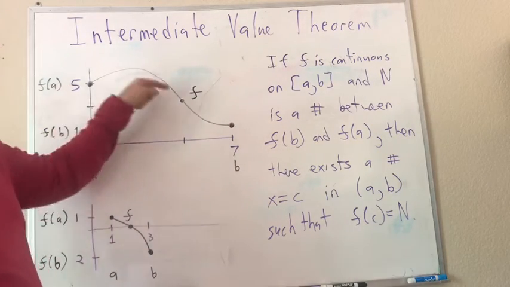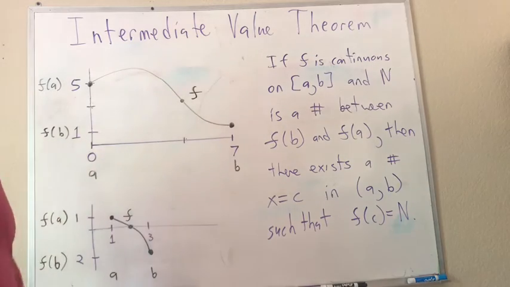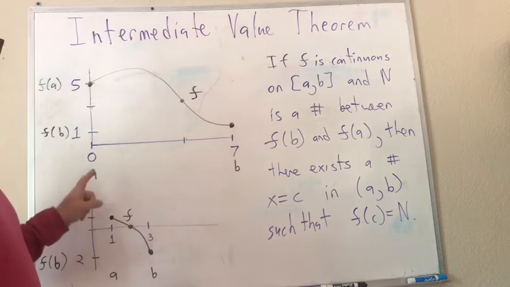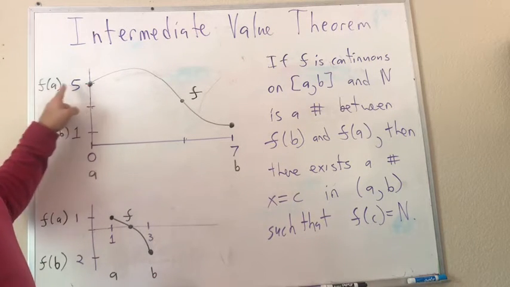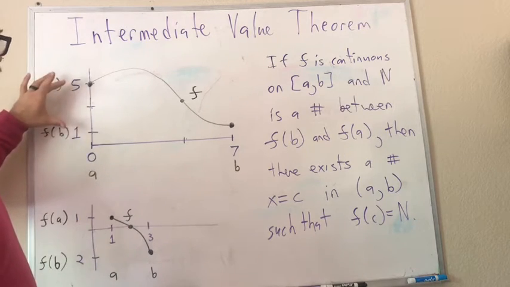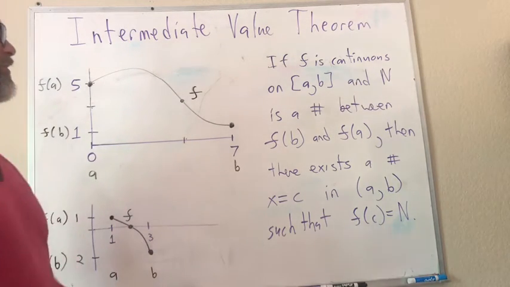If f is continuous on a closed interval a to b, and n is a number between f of b and f of a. Well, what's f of b and f of a? That's easy. Stick a into the f function, out comes f of a. Stick b into the f function, out comes f of b. I'm telling you what they are here. They're 5 and 1. I just made those numbers up.